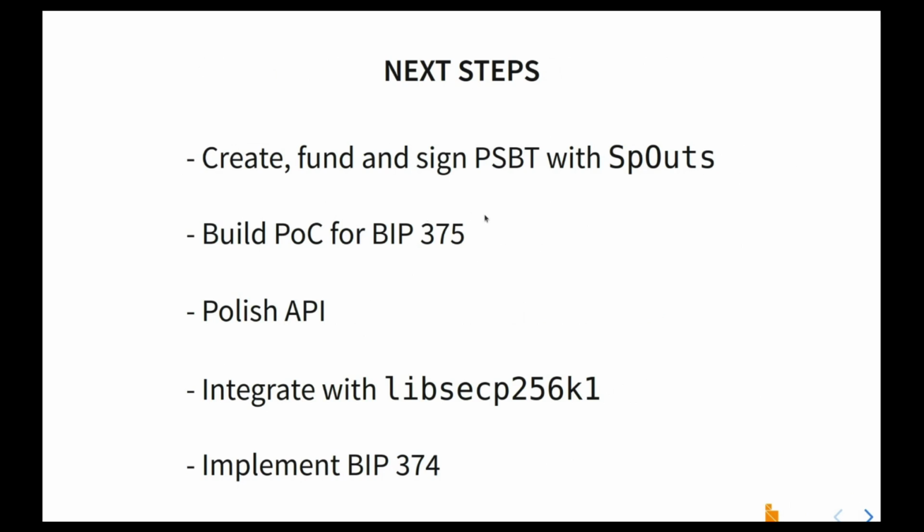So BIP 375 is the one that talks about how to add new fields to the PSBT to work with silent payments in multi-party environments. So that's something that I'm planning to work on. And I also plan to move this proof of concept that I have created here to a more production ready API, so it can be used by other applications.